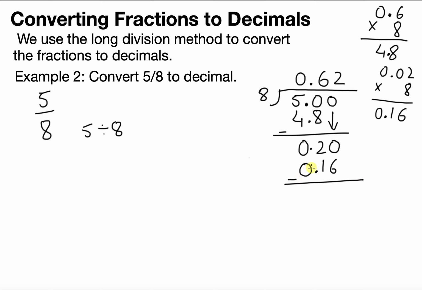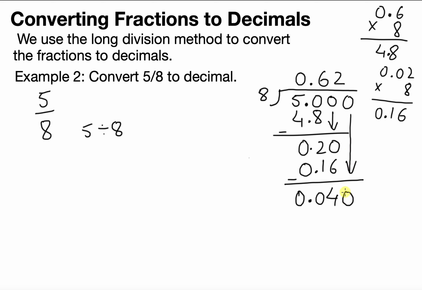So we can't take 6 from 0. So we borrow 1 from here, which makes it 1. 1 minus 1, 0. Once we borrow 1 from here, it makes it 10. 10 minus 6 is equal to 4. 1 minus 1, because we already borrowed, 0. This decimal place would stay there, and then 0. Now we put another 0. Bring it down all the way.